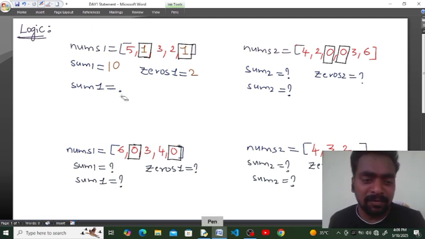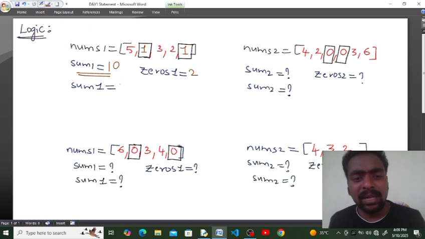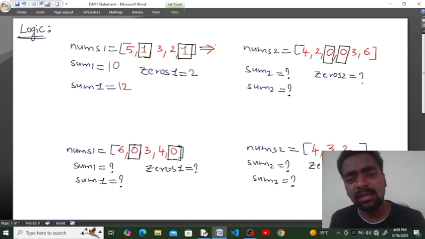So here the final sum1 will become the previous sum1, which is the sum of the non-zero elements, plus the number of zeros in the array. So how many zeros are there? Two. It means I will replace two zeros with two ones. It means the total sum of ones will be two. So this sum plus the non-zero sum 10, so the total sum1 will become 10 plus 2, which is equal to 12. So finally the sum of nums1 will be 12.